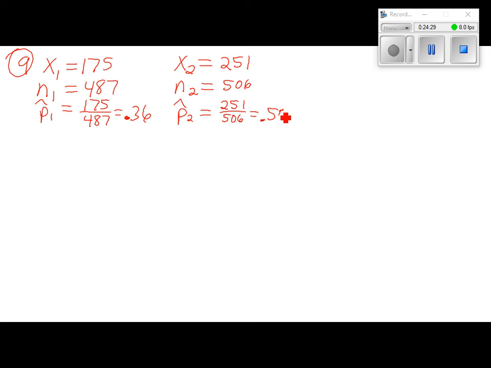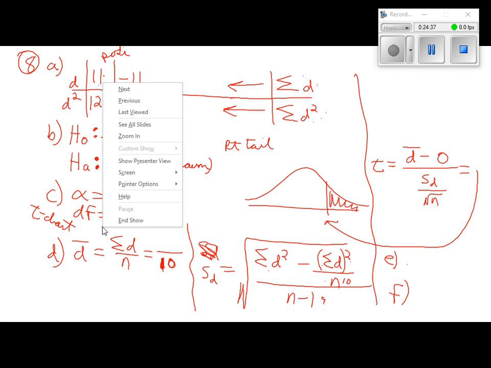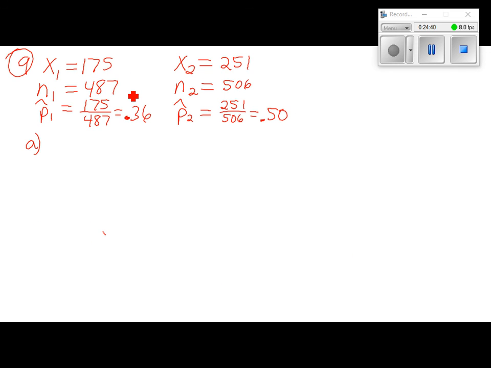For part A, they tell you the claim this time. The claim is that P1 is less than P2. So if P1 is less than P2, that has to be your HA. That's the claim. Then you should be able to write the HO up here by just changing that sign.